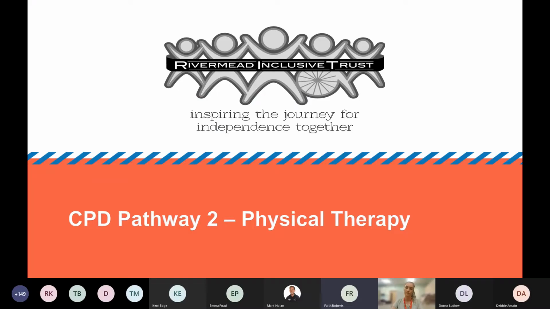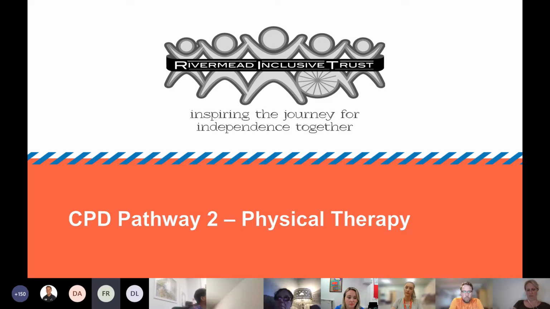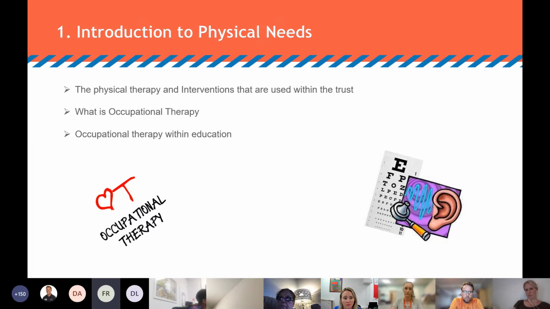Okay, so CPD, the Therapeutic and SEND Pathway 2, is all about physical therapy. What you might notice is a trend within all of our pathways. The first session is always going to be an introduction session to the pathway and roughly what it's going to cover, and give an overview of that area of need.